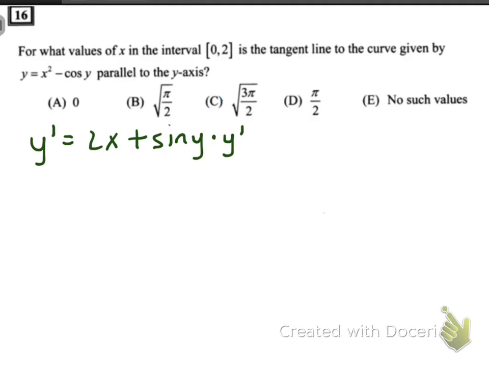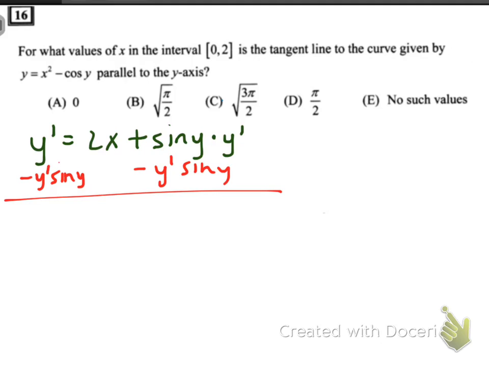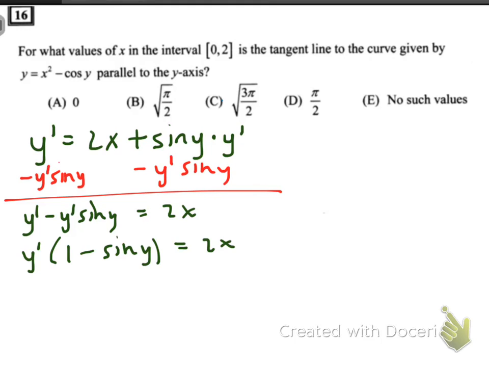Okay, and then we're going to go ahead and subtract y prime sine of y from both sides. So the goal here is to figure out when y prime doesn't exist, and when y prime doesn't exist, that's where we'll have a vertical tangent line. So we get y prime minus y prime sine y equaling 2x, and then if we factor out a y prime, we get 1 minus the sine of y is equal to 2x, and when we divide both sides by 1 minus sine of y, we get 2x over 1 minus the sine of y.